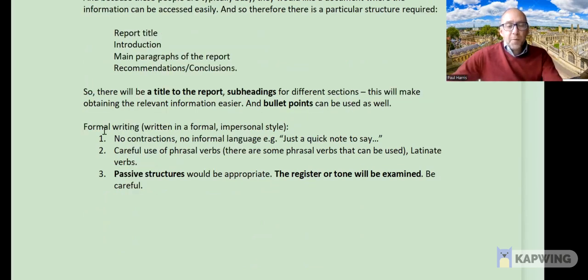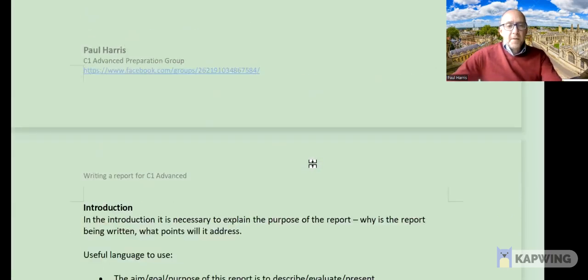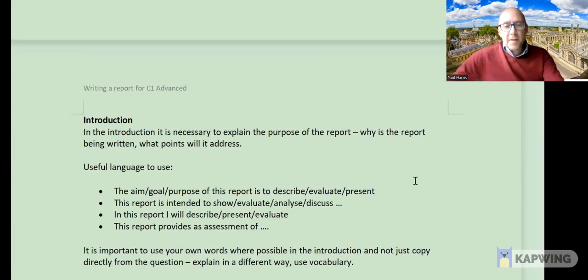Okay, so formal writing, again, like in essays, so no contractions, no informal language, okay. Careful use of phrasal verbs. There are some phrasal verbs that can be used, but if you're not too sure, use what they call Latinate verbs, verbs that essentially come from the Romance languages. Passive structures, you could also think about using, and the tone and the register of what you write will be something that they will certainly look at, okay? So let's have a look and see what we can write for each different section.